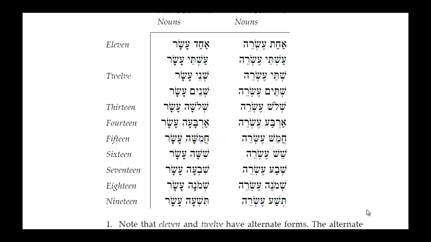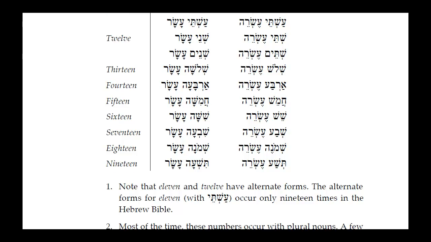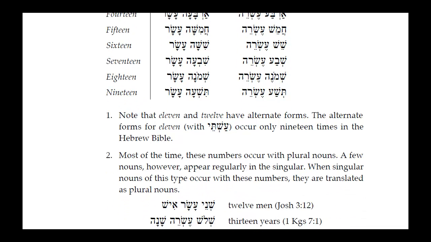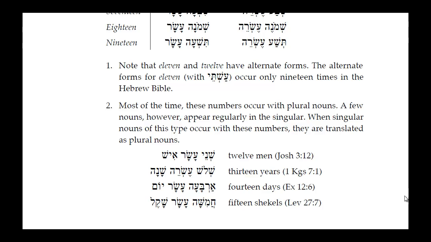The main thing we want to learn is basically the absolute masculine here. Note that 11 and 12 have alternate forms, which we just did. The alternate form of 11, Ashtay, only occurs 19 times in the Hebrew Bible, so I wouldn't lose too much sleep over that. Most of the time, these numbers occur with plural nouns. A few nouns, however, appear regularly in the singular. Now, when singular nouns of this type occur with these numbers, they are translated as plural nouns.